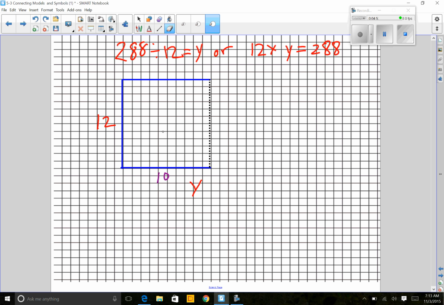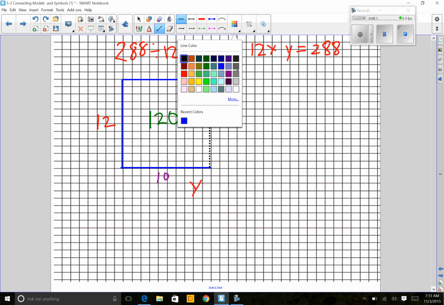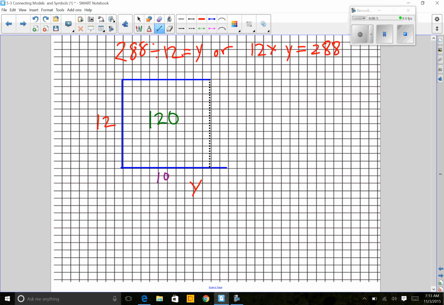So how many do I have here? I'm losing my voice today. I've got 120, but I have to get up to 288. So what I'm going to do is break off another 10. 1, 2, 3, 4, 5, 6, 7, 8, 9, 10.